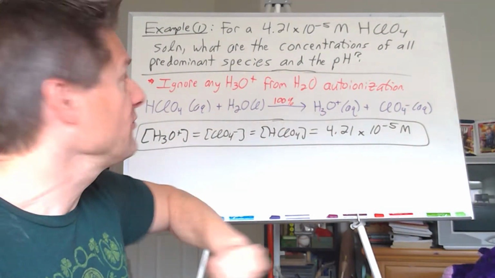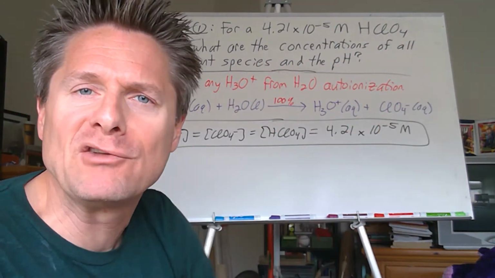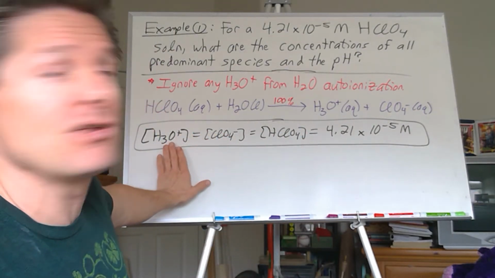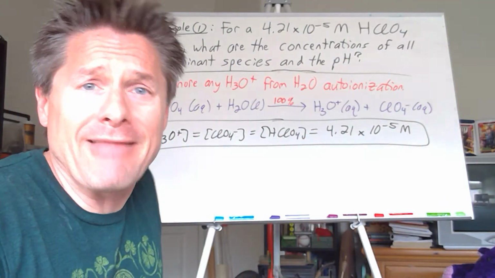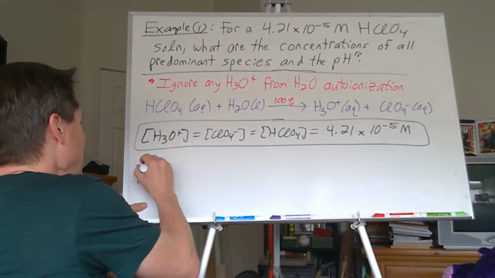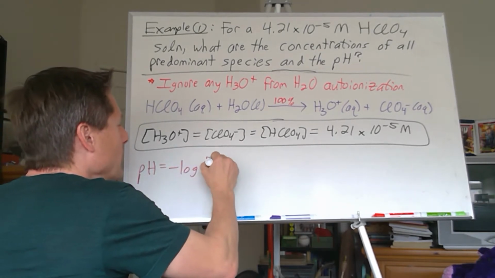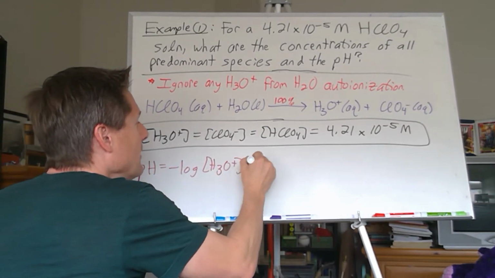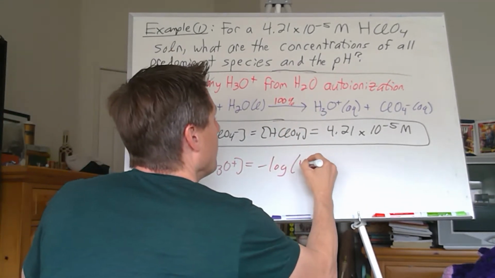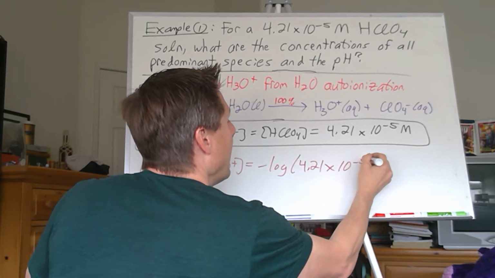All right, we have now successfully, you can think of this as a part A, part B on a test. Part A, what are the concentrations of all major species? Part B, what's the pH? Well, I know the hydronium ion concentration, so I just take the negative log of that and I've got the pH. Rock on, baby, let's do it. So pH is negative log of the hydronium ion concentration. So let's take the negative base 10 log of our 4.21 times 10 to the minus 5.